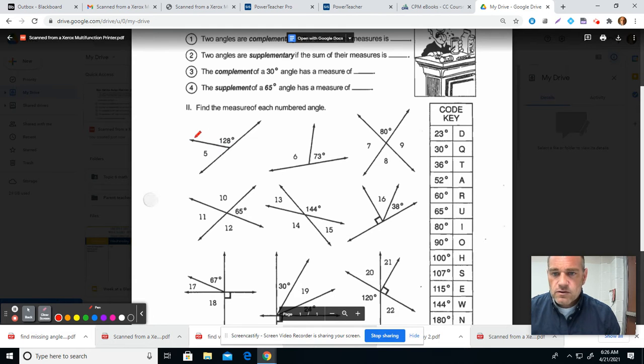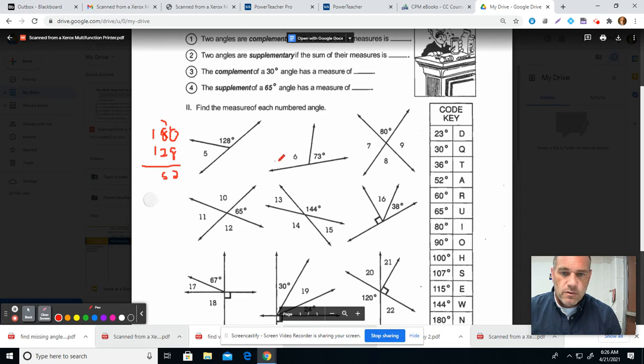So if this is 128, I got to figure out what this is to be a straight line, which would be 180 altogether. So I have to do 180 minus 128. Borrow, make that a 7, that's a 10, so that gives me a 2 and a 5. So this here has to be then 52 degrees, because that would give us 180 degrees, which is a straight line.